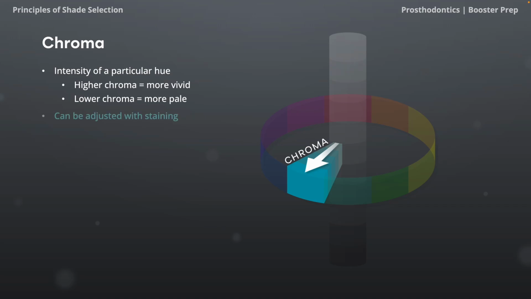Now, just like hue, chroma can also be adjusted after a crown or restoration has been fabricated. And this gives us some flexibility for fine-tuning the restoration, but again, that takes time, and time is money, so spend the time on the front end to get it right.